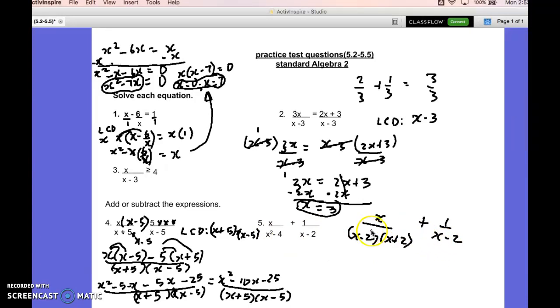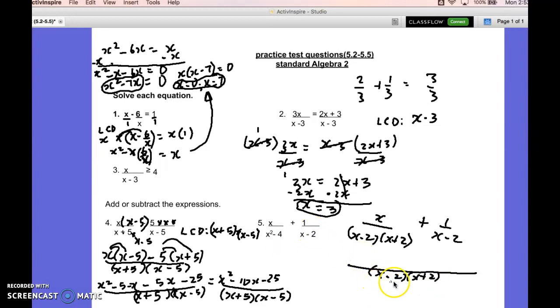So what's the LCD? The LCD is going to be an expression which this can go into and which this also can go into. So what is that going to be? Any idea? It's going to be x minus 2 times x plus 2, the more complex of the two expressions, because x minus 2 times x plus 2 can go into itself, and x minus 2 can go into this. When you do, it'll cancel the x minus 2 and you'll be left with x plus 2.